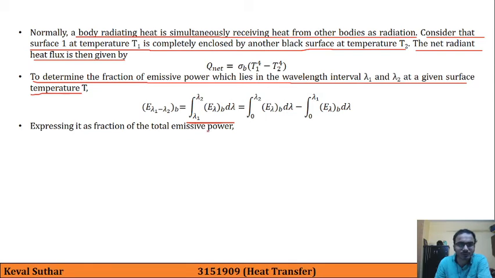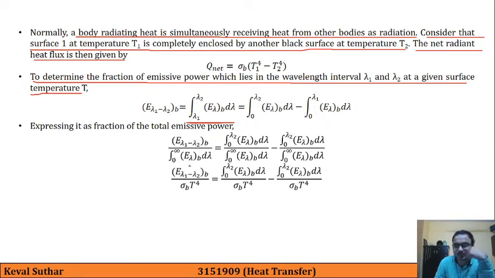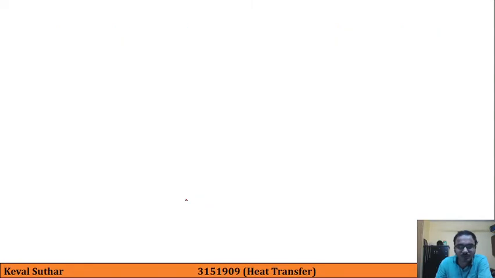Expressing it as a fraction of total emissive power, we can write down this, that is E lambda. We have divided the entire equation by the overall integral from 0 to infinity, that is, we have taken the entire range of wavelength on both sides. So for the entire range, we can simply replace it with sigma b T raised to 4. So finally, we can write this in the form of a fraction f. So this is all about the Stefan-Boltzmann law.